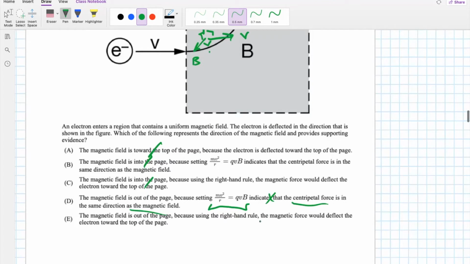Because, using the right-hand rule, the magnetic force would deflect the electron toward the top of the page. I think that's a better answer than D.